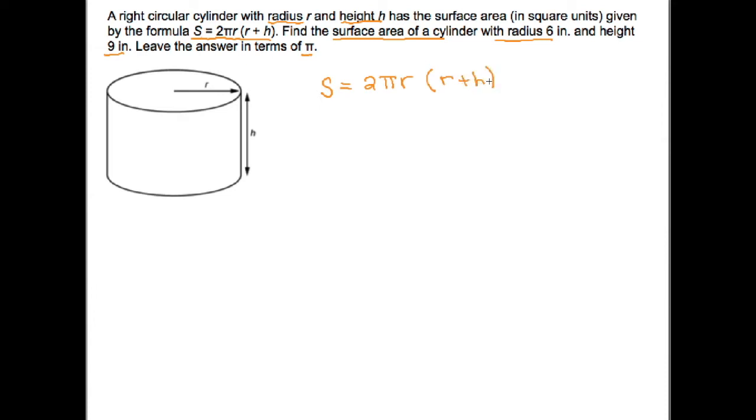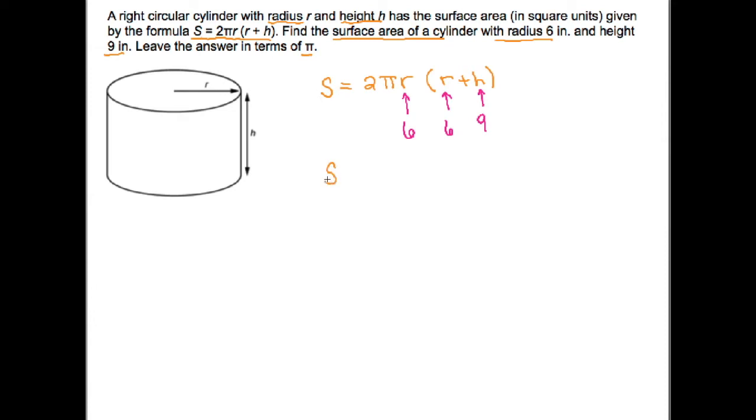And because they did give us the formula for surface area of a cylinder, I'm just going to substitute in the value of r in 2 locations. R is 6 inches, so it would appear here, as well as here. And then the height is what? It is 9 inches. That would appear here.